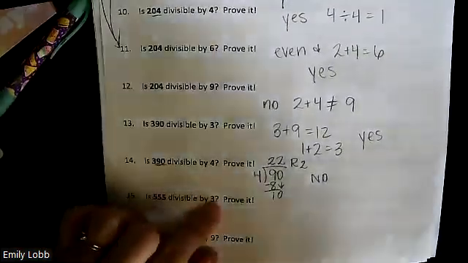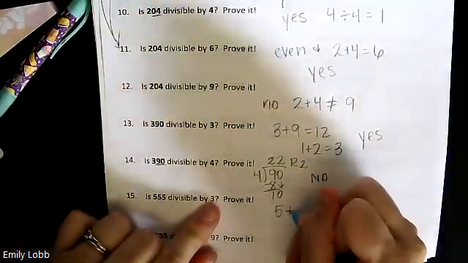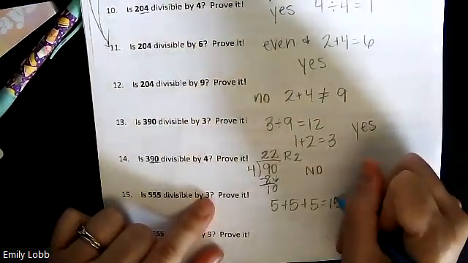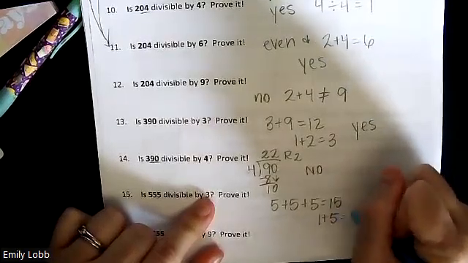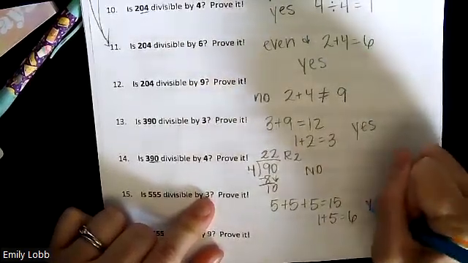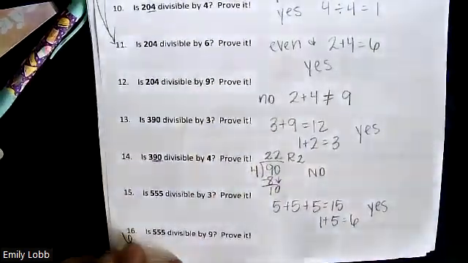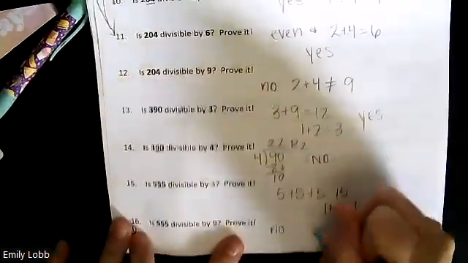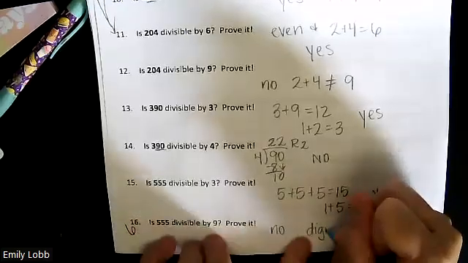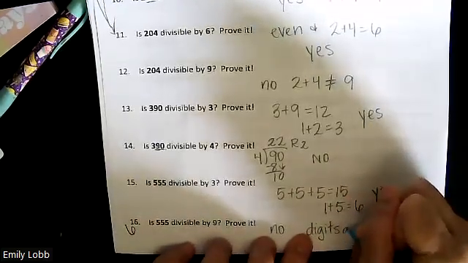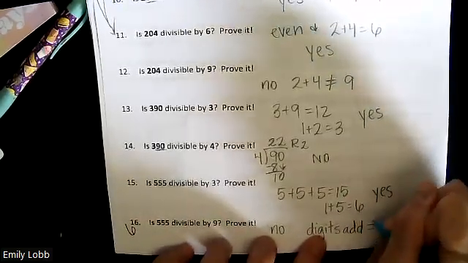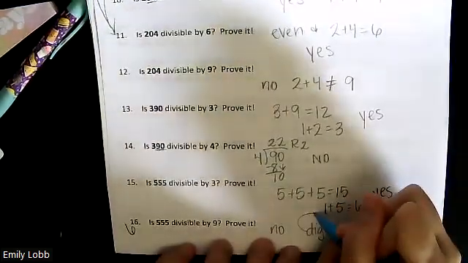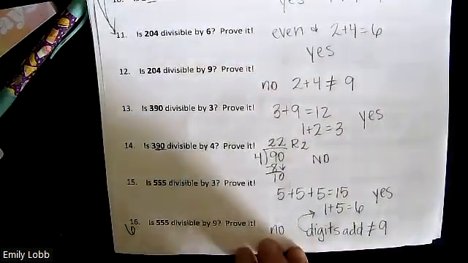Is this divisible by 3? 5 plus 5 plus 5 equals what? 15. 1 plus 5 equals 6. So we would say, well done. You guys are getting it. This one, though, we would say no, because digits do not add to 9. We just showed that they added to 6. They don't equal 9.